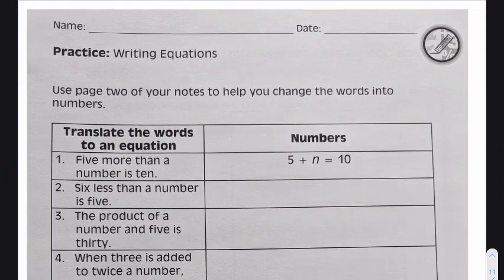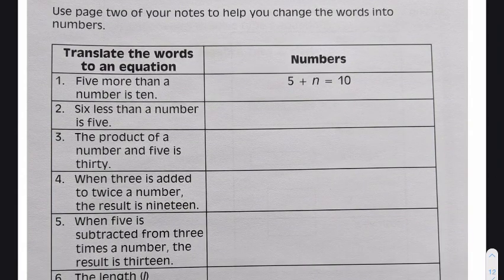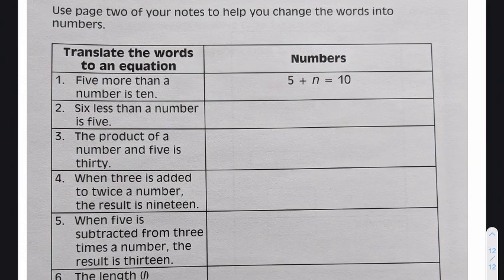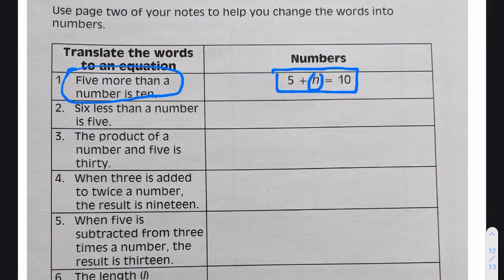Your next page for your homework is to write the symbols or the equation for each sentence. So you can see an example here for the first one. It says 5 more than a number is 10. So here's what the equation would look like. 5 plus n equals 10. Again, they just chose the letter N. You can choose whatever letter you want. You can even use the same letter every time if you want. Maybe you want to use the letter A for Alejandro.